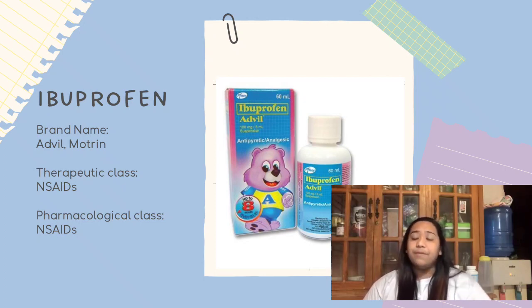And then, for mechanism of action, this drug may inhibit prostaglandin synthesis to produce anti-inflammatory, analgesic, and antipyretic effects. And then, ang route niya is PO. Onset is variable. Ang peak is 1 to 2 hours. And then, duration is 4 to 6 hours. And then, for indication, this drug is used to treat mild to moderate pain.